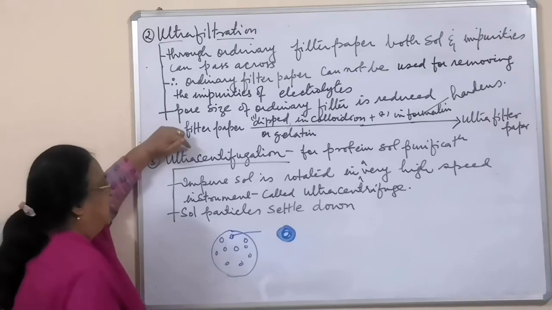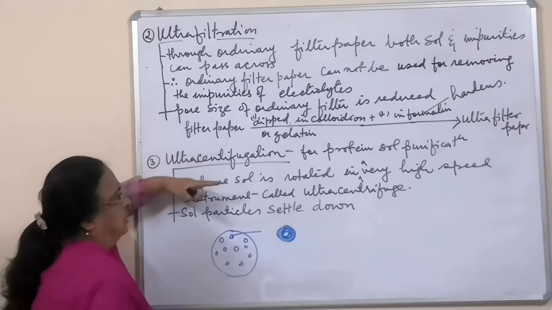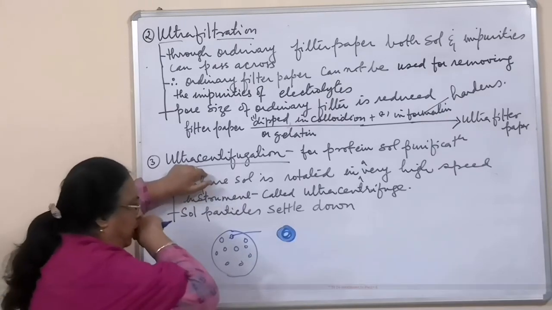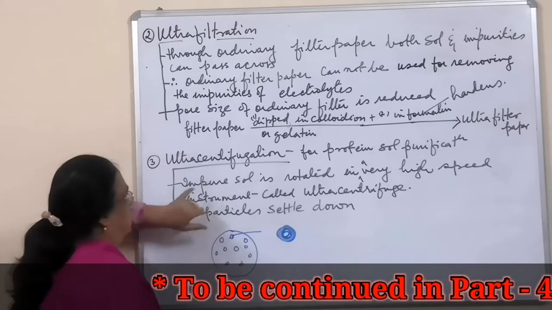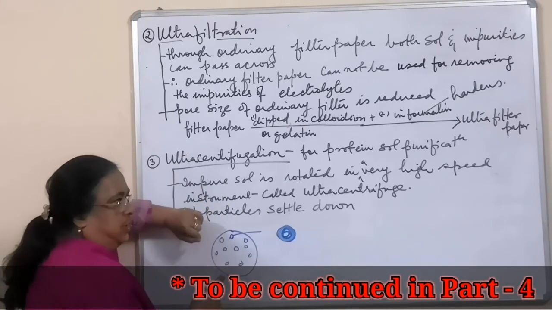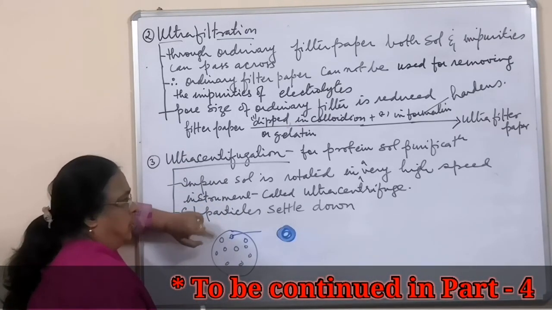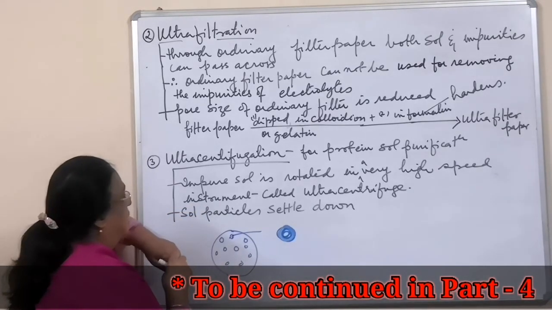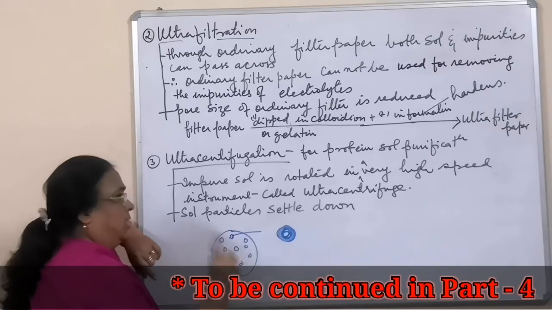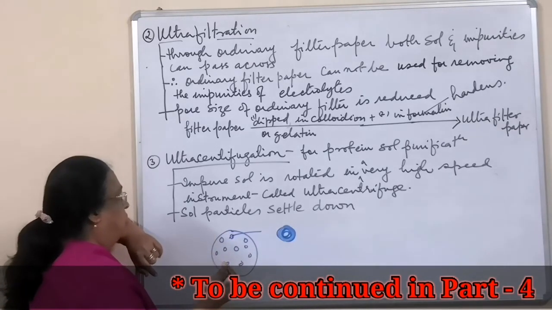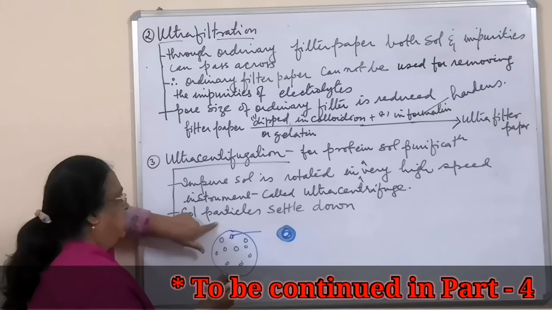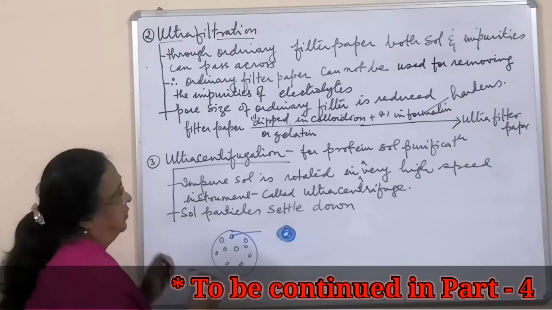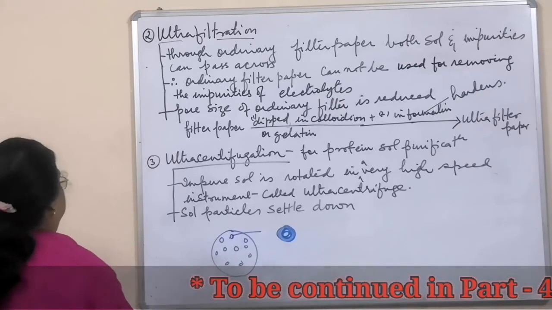The next method is ultracentrifugation. We use this process for the purification of protein sol. The impure sol is rotated in a special apparatus called a centrifuge. In that, the impure sol is rotated at a high speed, and so the sol particles settle down, and this process is called ultracentrifugation. Now, properties of sol.